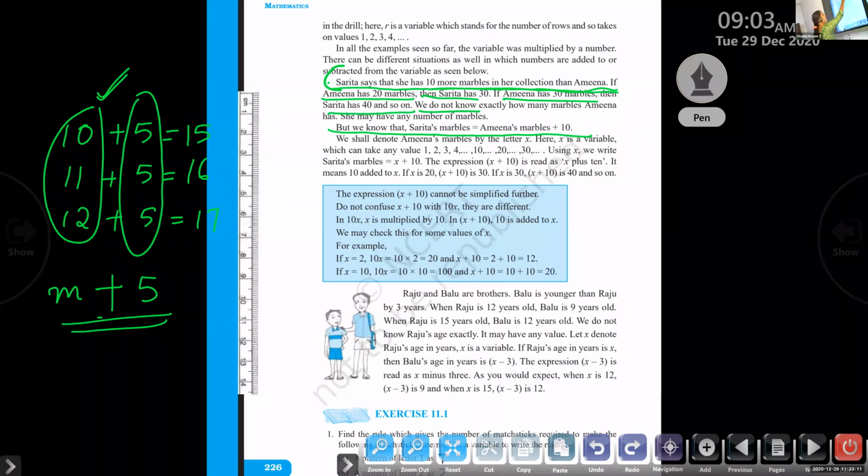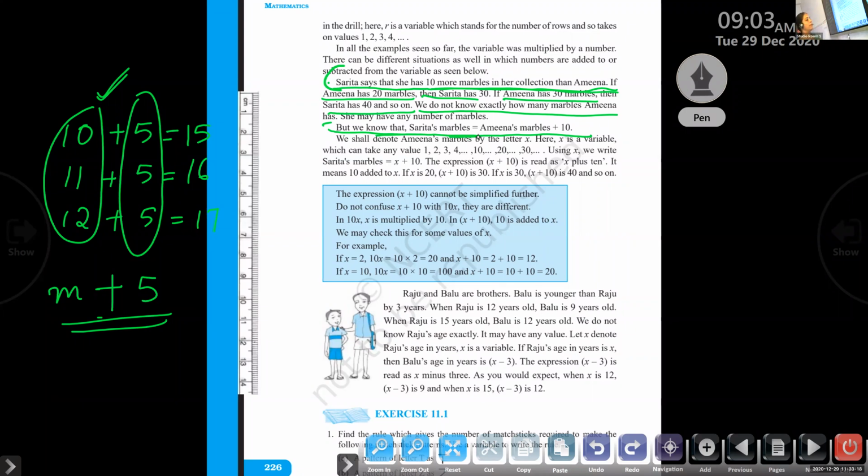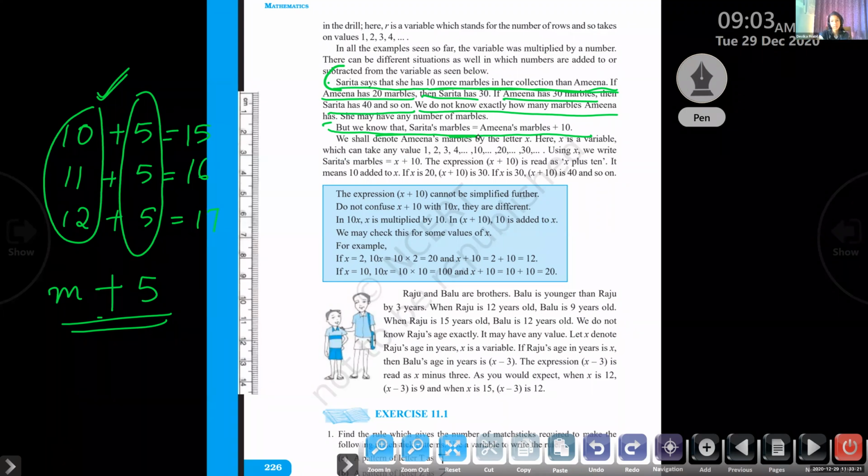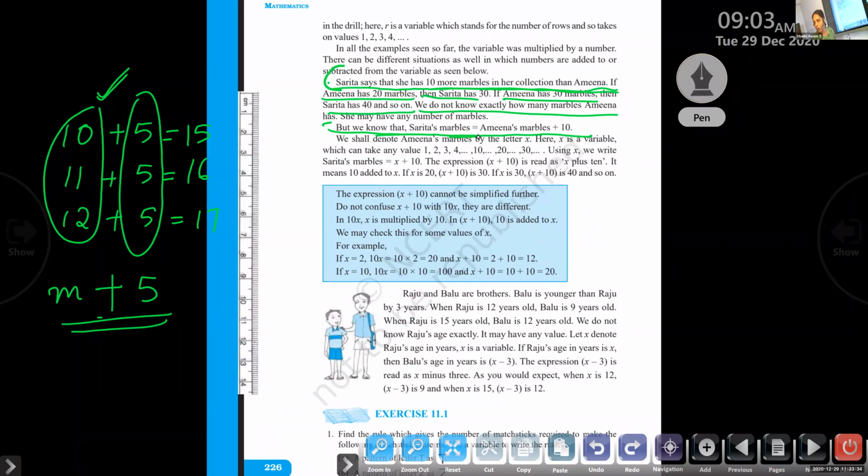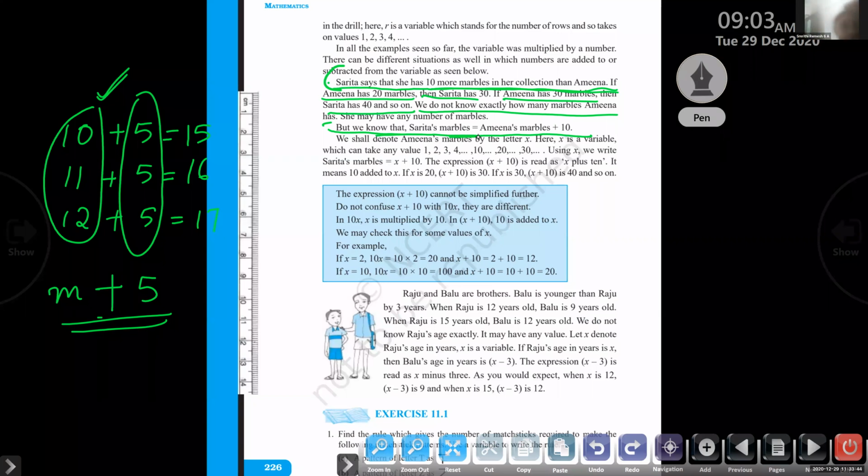So we do not know exactly how many marbles Amina has, but we know that Sarida's marbles equal Amina's marbles plus 10. Yes, Devika? So we know that Sarida's marbles equal Amina's marbles plus 10, right? You understood the situation? Yes, ma'am. This is a daily life situation we are all dealing with.